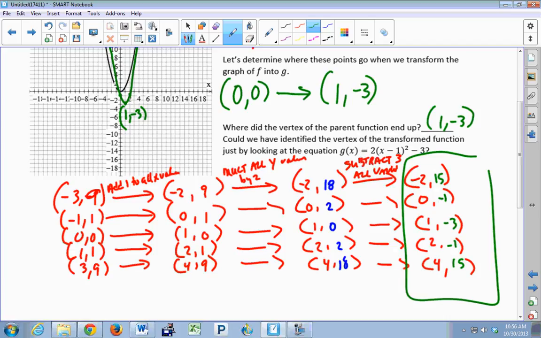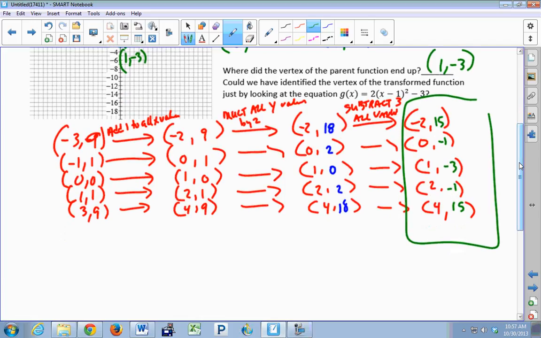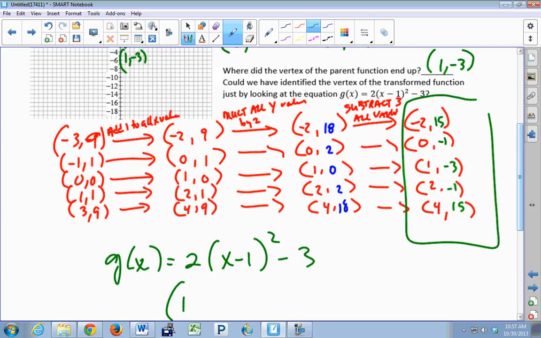So can we identify the vertex of the transformed function just by looking at this equation? Can you see the vertex in that equation? Okay, well, let's see where it is. Let's write that equation again. g(x) = 2(x - 1)² - 3. And here's my vertex, 1, -3.